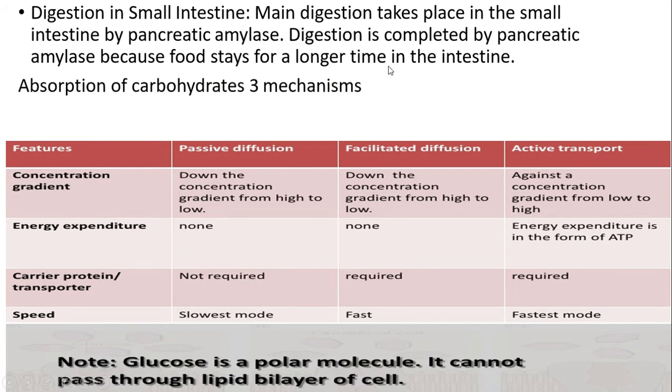Absorption of carbohydrate has three mechanisms: passive diffusion, facilitated diffusion, and active transport. Passive diffusion is down the concentration gradient, from high to low. Facilitated diffusion is also down the concentration gradient from high to low, and active transport is against a concentration gradient, from low to high. Active transport needs energy from ATP, and a carrier protein is required for facilitated diffusion and active transport. In speed, passive is the slowest, facilitated is fast, and active is the fastest mode.